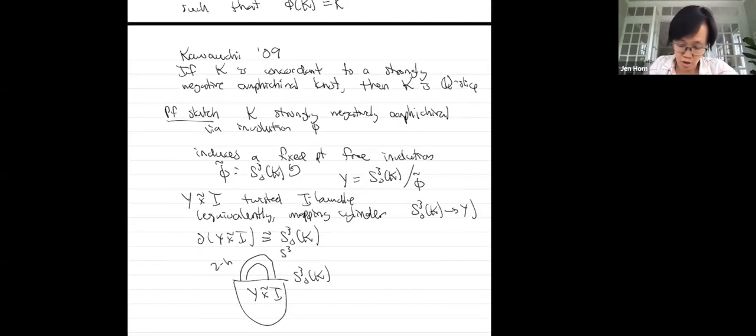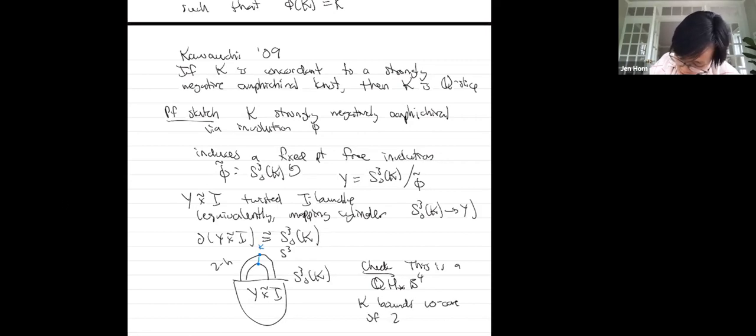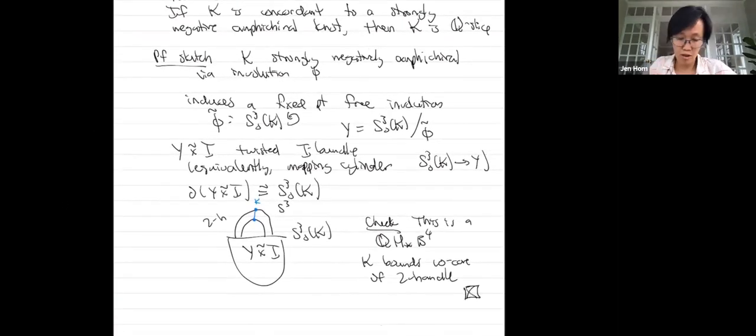And then it's an exercise for you to check that, here's our knot K, the co-core of this two handle is a slice disk for K, and that the resultant three manifold is a rational homology ball. So I'll leave it as an exercise for you to check that this is a rational homology ball, and that K bounds the co-core of the two handle. All right, so that's a sketch of Kawauchi's result.